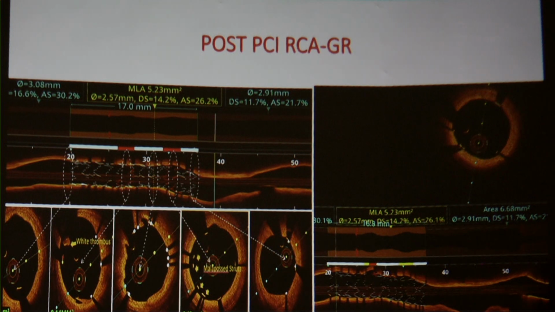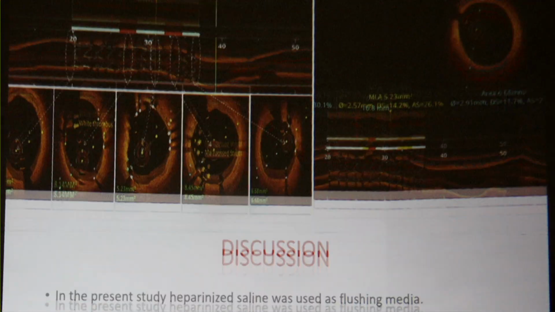This is a post PCI RCA. You can see very well. This is again a saline run. You can see everything that you can see with the contrast.